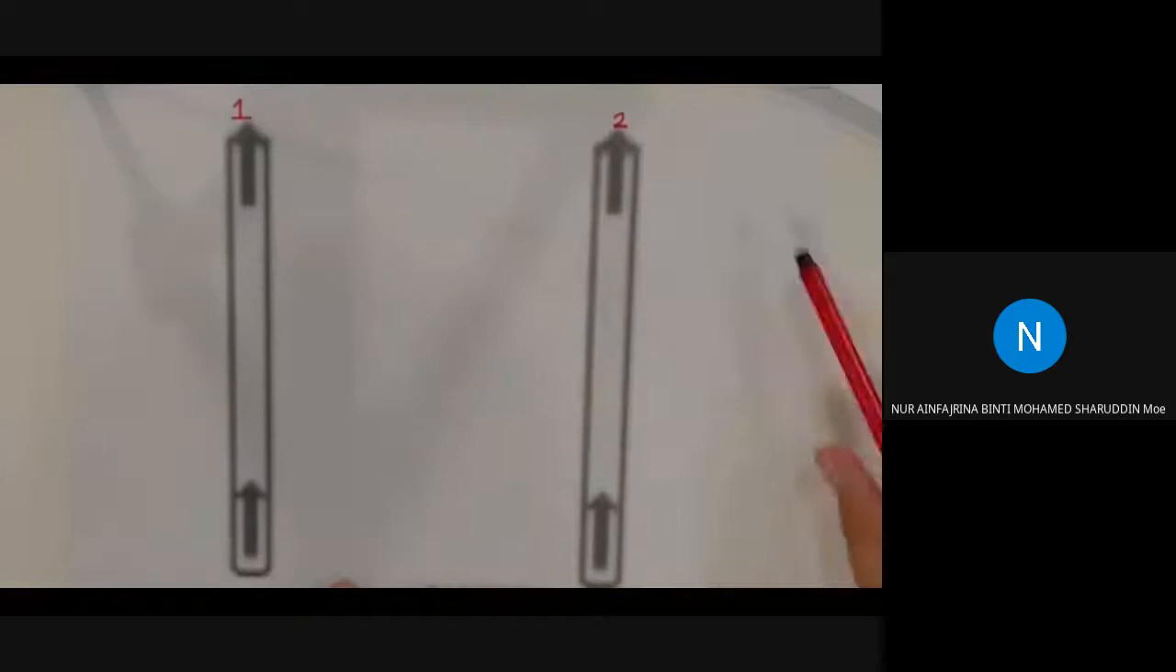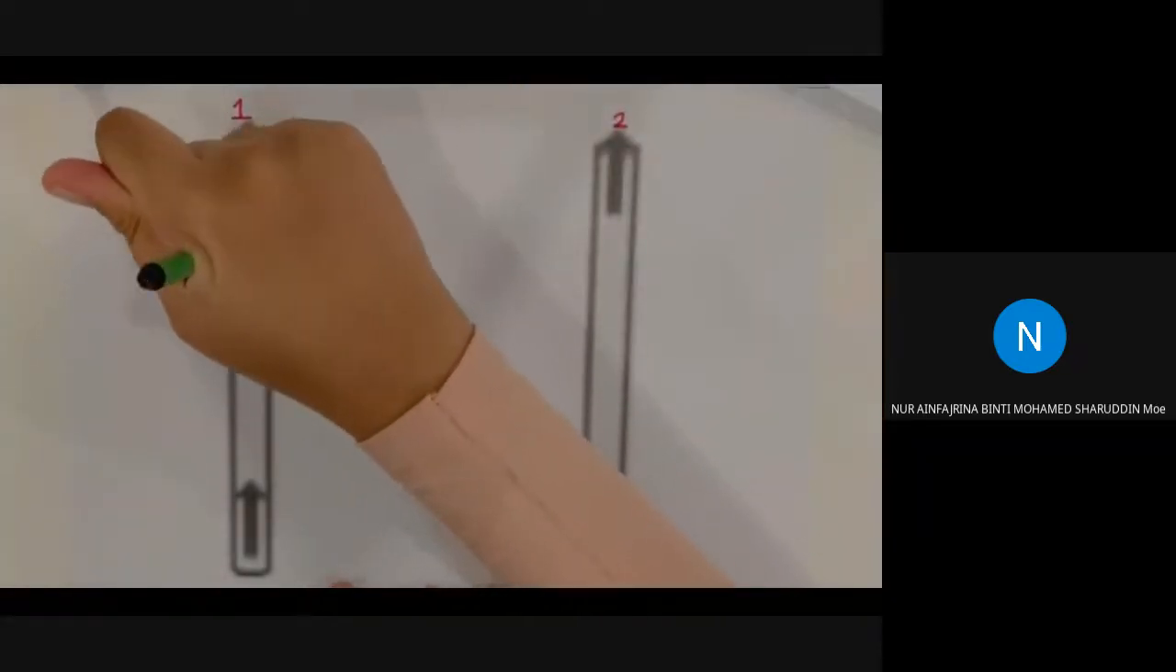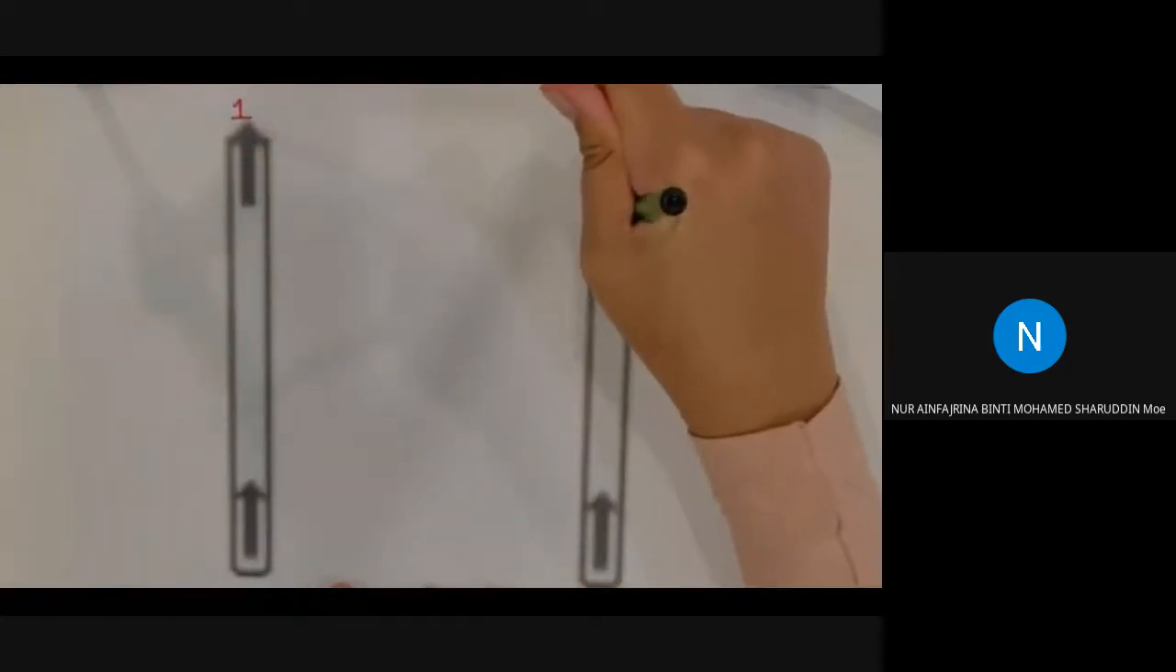Okay, so kita ada dua wire, wire 1 and wire 2. Most importantly, we need to understand that wire 1 punya magnetic field ini akan influence the force on wire 2. And wire 2 punya magnetic field ni akan influence the magnetic force on wire 1. Okay, I repeat. Magnetic field of wire 1 yang akan influence magnetic force on wire 2. Magnetic field of wire 2 yang akan influence magnetic force on wire 1.